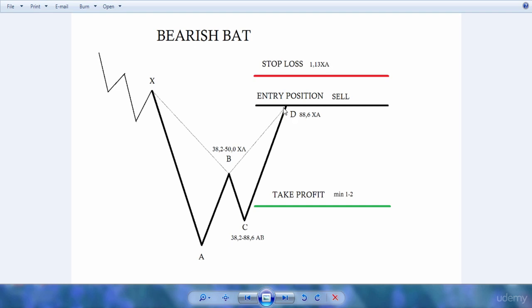Stop loss is set at 1.13 Fibo extension of wave XA, and take profit is set at a minimum double level compared to the stop loss. This pattern is very present in our trading, often appears on the chart, and it often happens that it provides multiple higher profits compared to the risk.